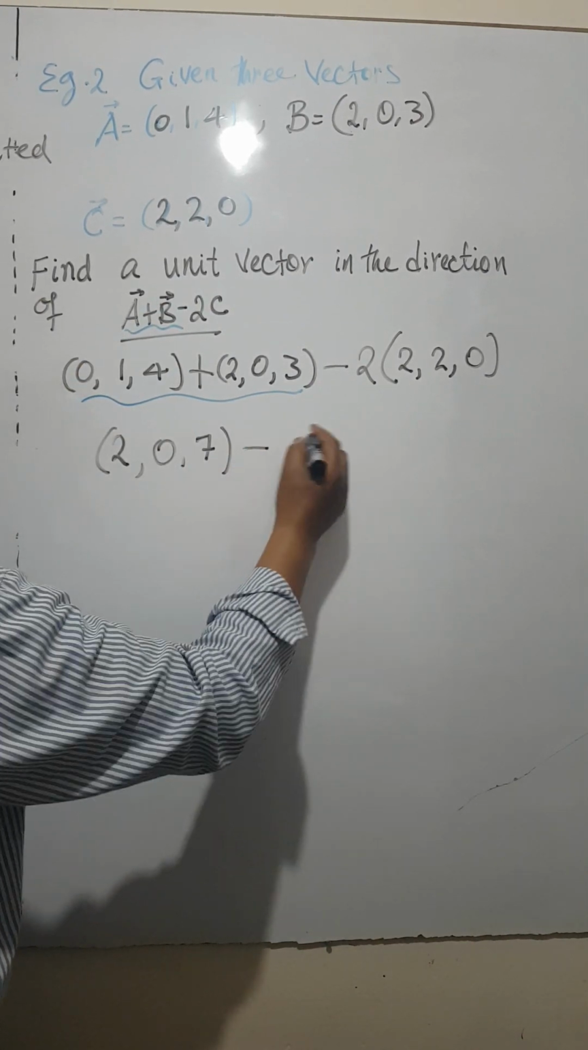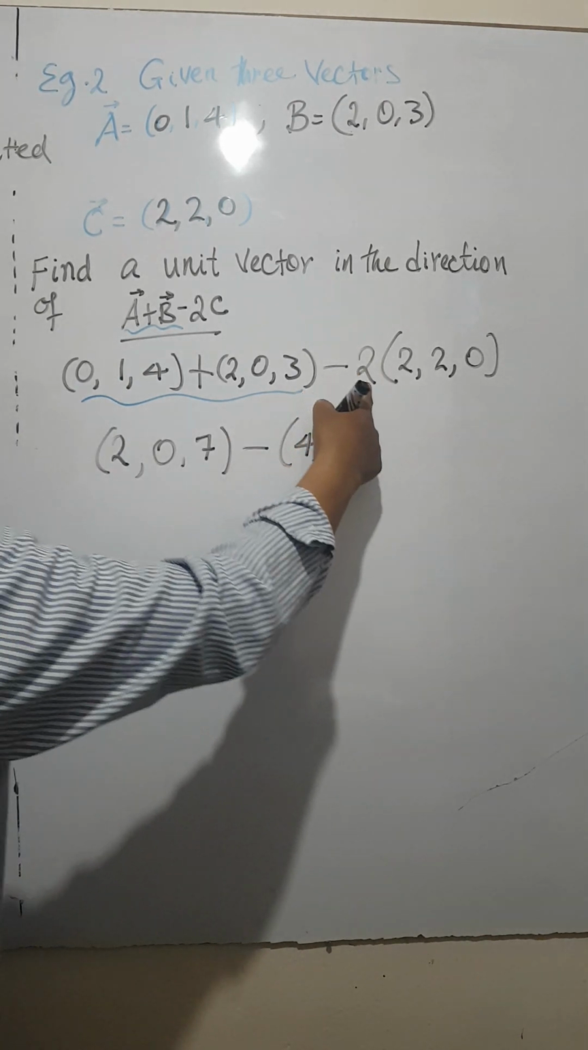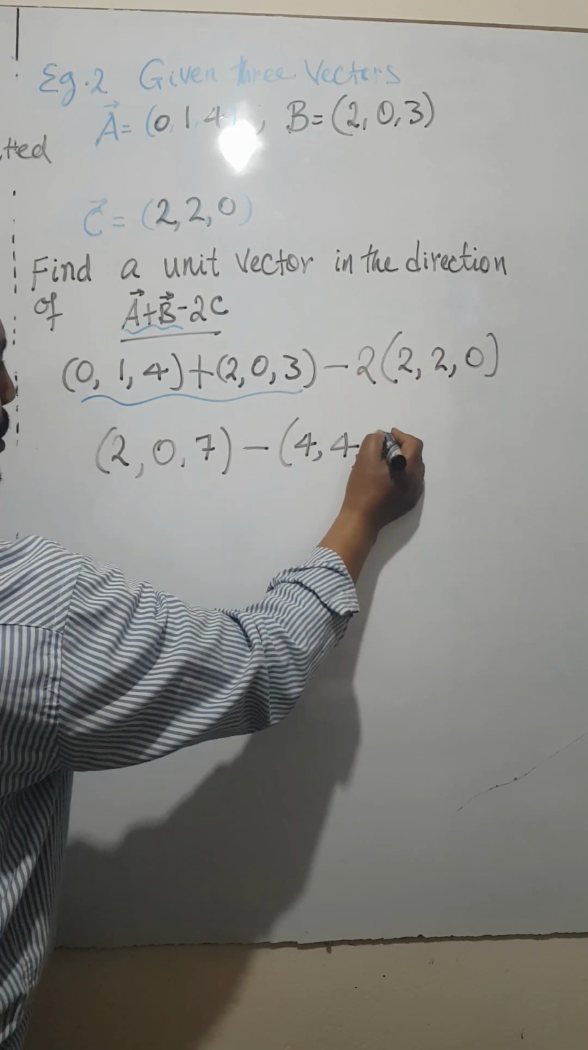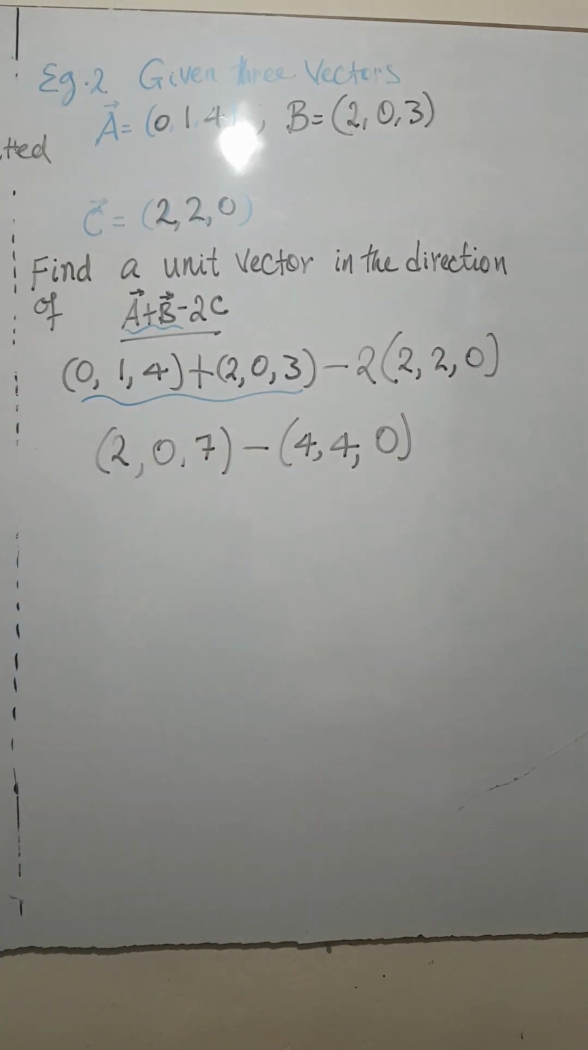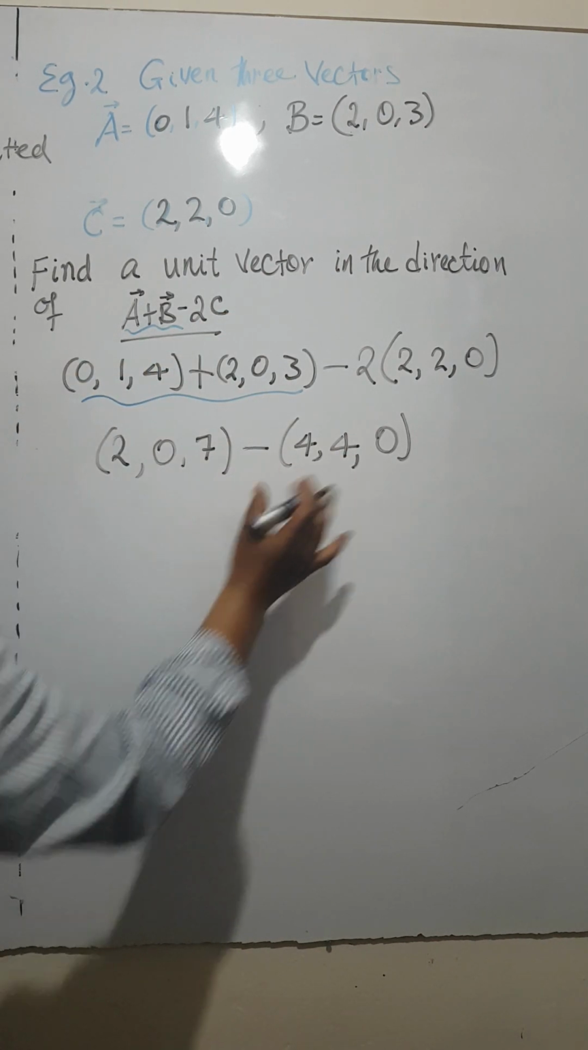Minus 2 times 2 is 4, 2 times 2 is again 4, 2 times 0 is 0. So this is 2c vector. Okay, 2 times vector c.